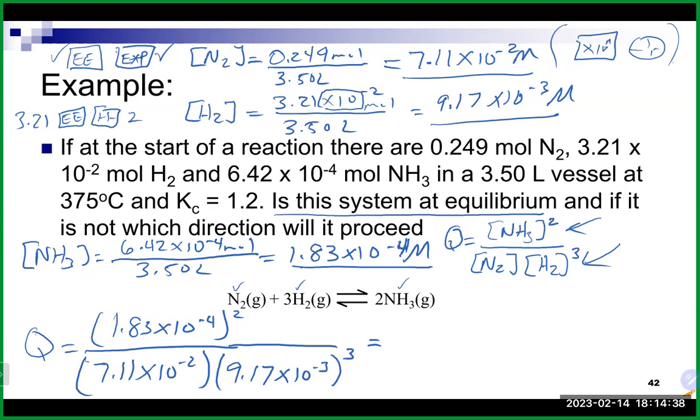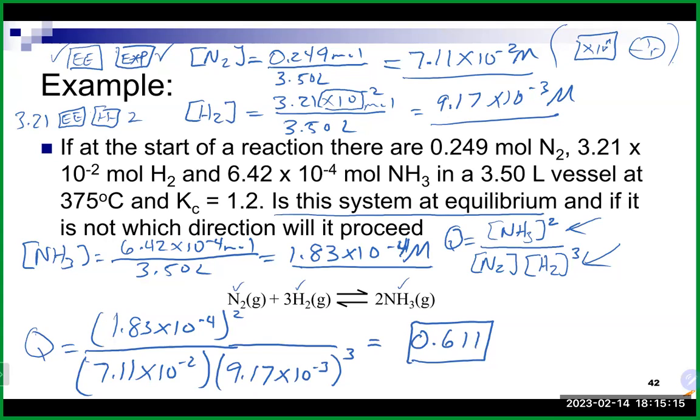1.83 exponent negative 4 squared, divided by 7.11 exponent negative 2 and divided by 9.17 exponent negative 3, and that is cubed here. So we end up with something like 0.611 as our Q value. If I converted that backwards, right? First off, any question on that?